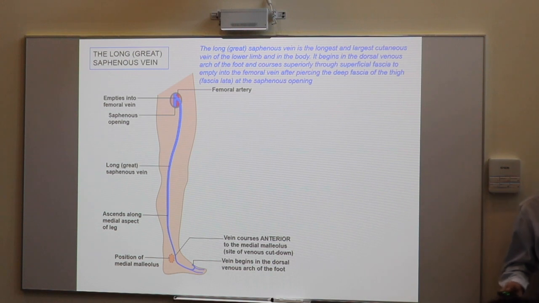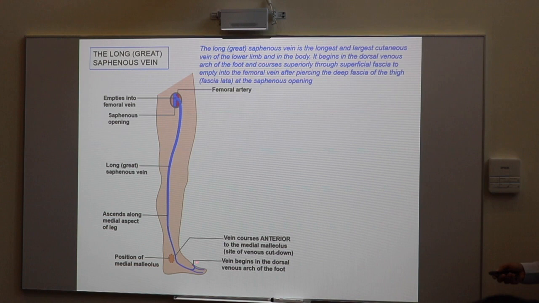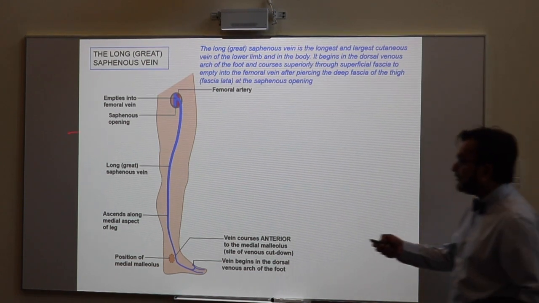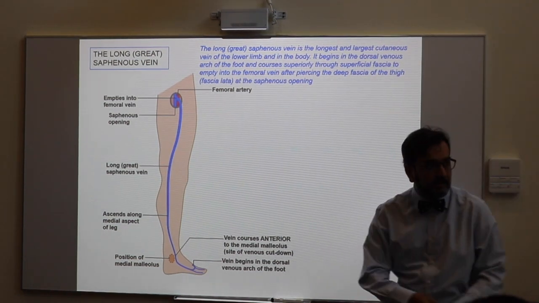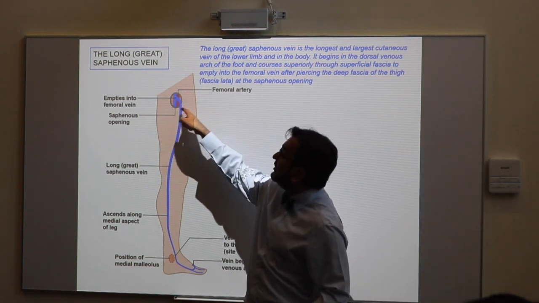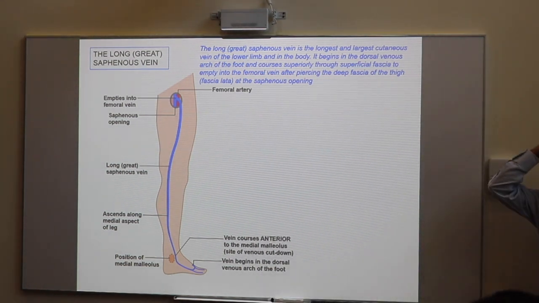So the course of the great saphenous vein is that it starts from the medial end of the dorsal venous arch. It passes in front of the medial malleolus, and then it passes over the medial aspect of the leg. At the knee joint, it is about a hand's breadth behind the medial aspect. Then it comes in front, it spirals in front on the medial aspect of the thigh, and then it passes through an opening in the fascia lata, or the deep fascia, to enter into the femoral vein.